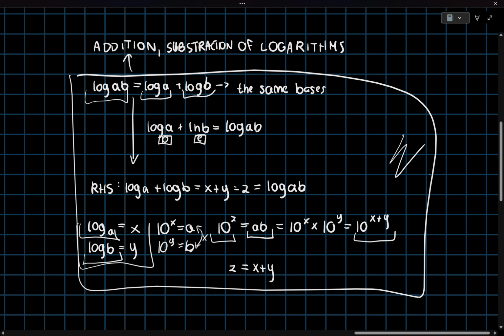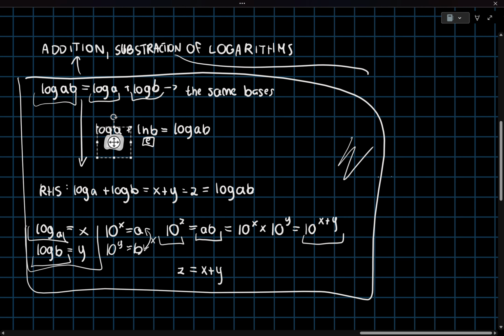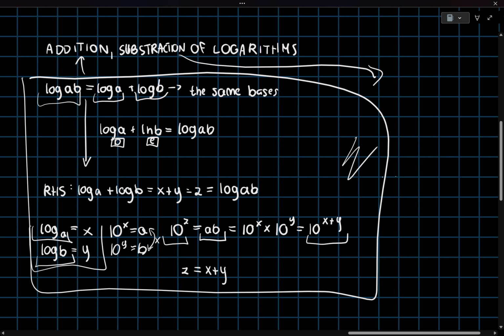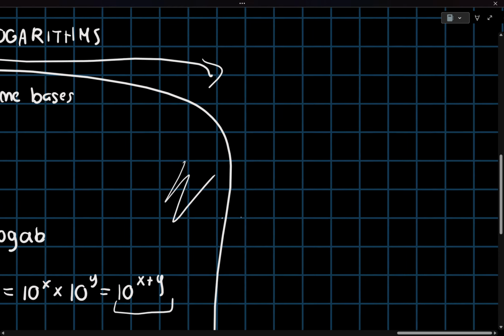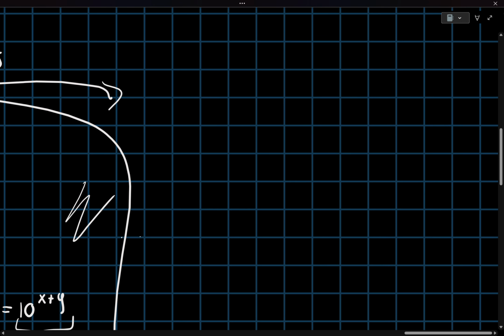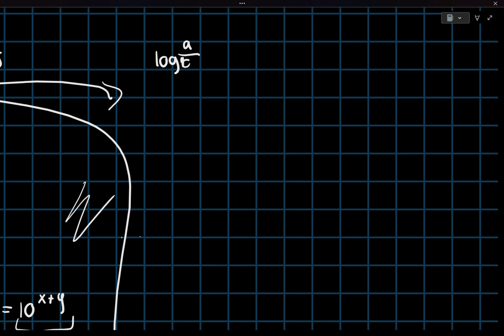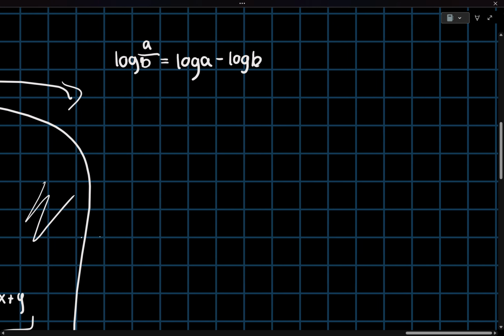So that's this one. And now we're gonna do subtraction, which is pretty similar. I mean, it's just the same thing, but with minus and not plus. So let's get started on it. So again, logarithm of A divided by B this time equals logarithm of A minus logarithm of B. Okay, yeah, and that's what we want to prove.